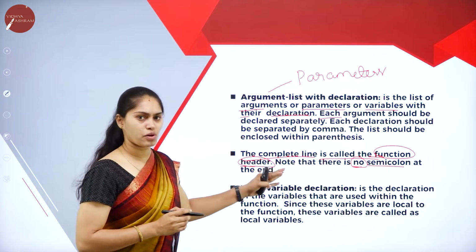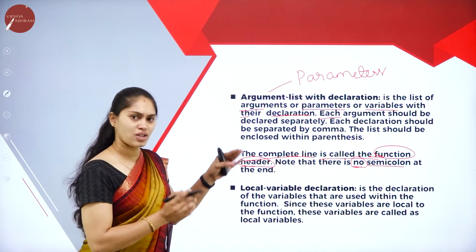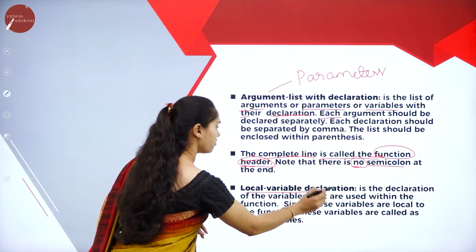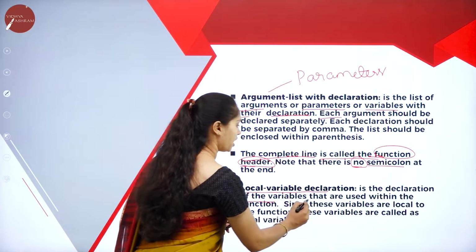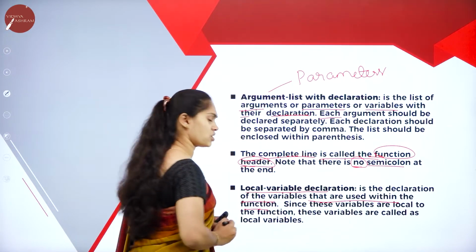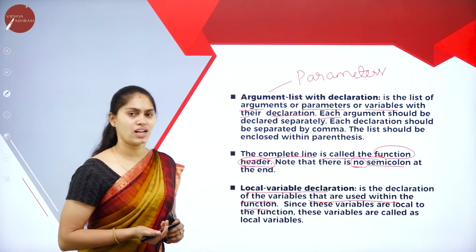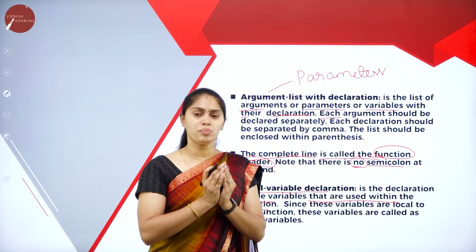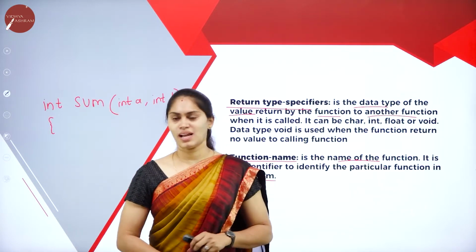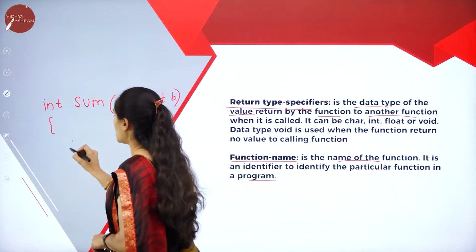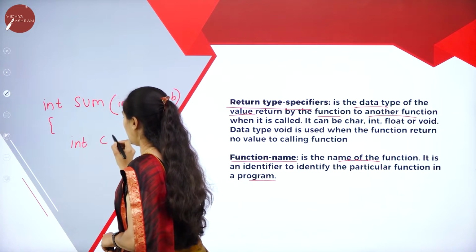Okay, then I have an opening and closing of curly braces. So in between I have a local variable declaration. So this is the declaration of variables that are used within the function. Whatever variables I am going to declare will have a scope or can be used only within that particular function. So let me consider here, after this I am going to take a variable called int c.